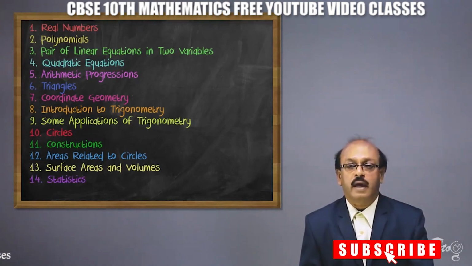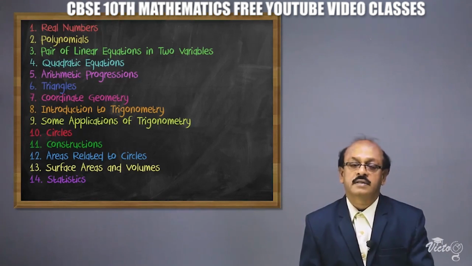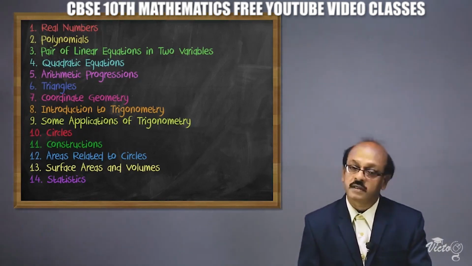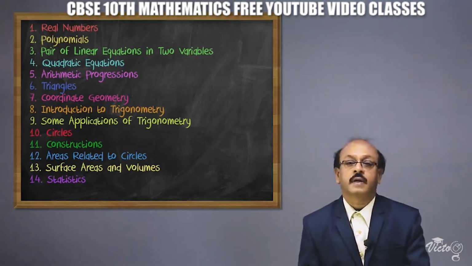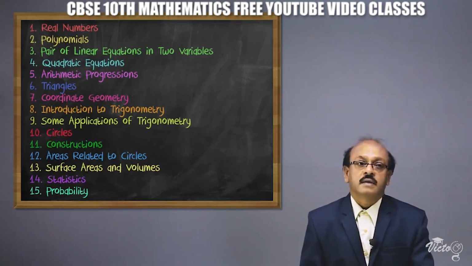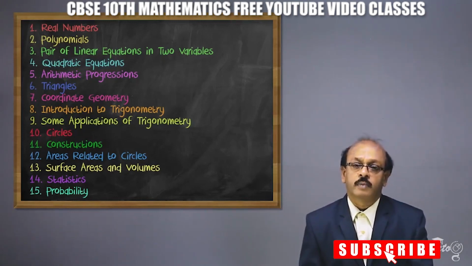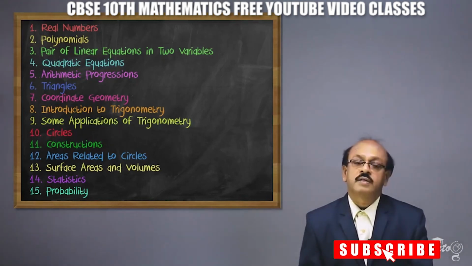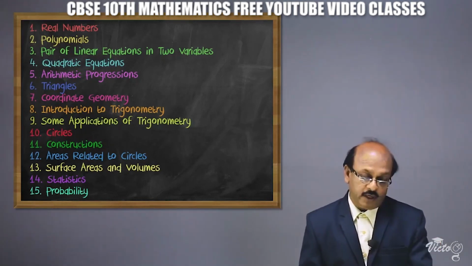There are three important main parts in statistics. That means arithmetic mean, median and then mode. These are the three important facts in statistics. Then the 15th chapter is probability. Probability means chance. There is a small portion of probability to study for you. These are the 15 chapters you have to study.